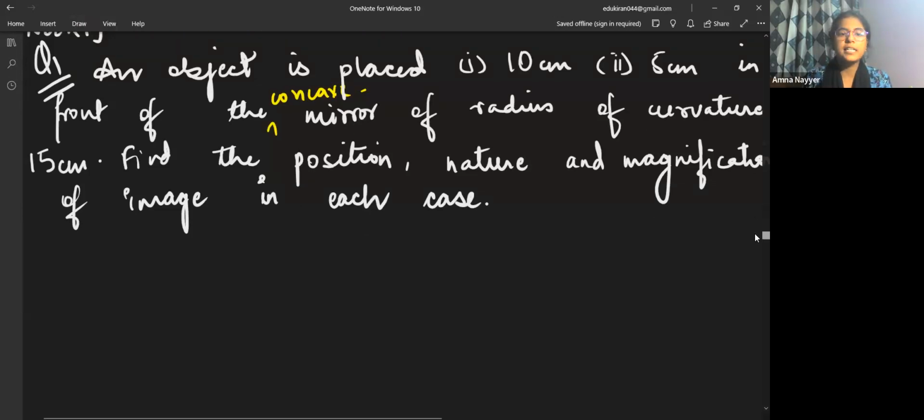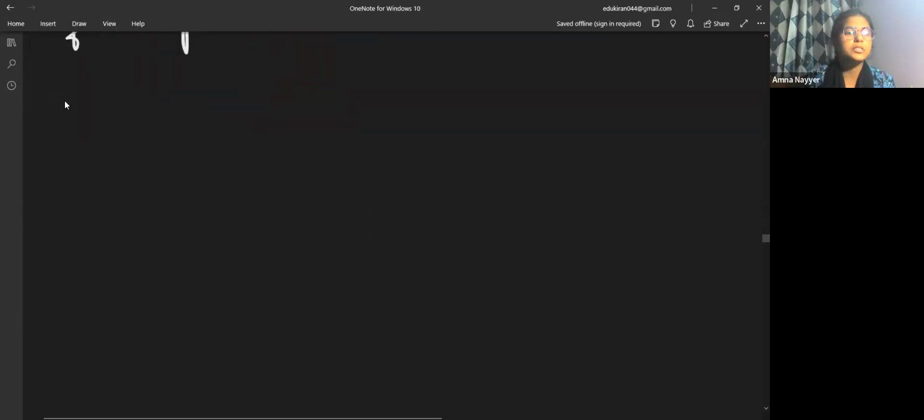Object distance is 10 centimeter, 15 centimeter radius. Okay. See, object distance will be minus 10 centimeter. Do not take it as 10 centimeter. Why? Follow the sign convention.